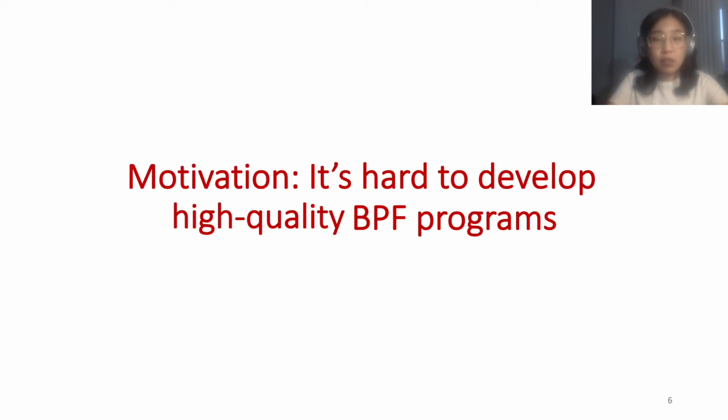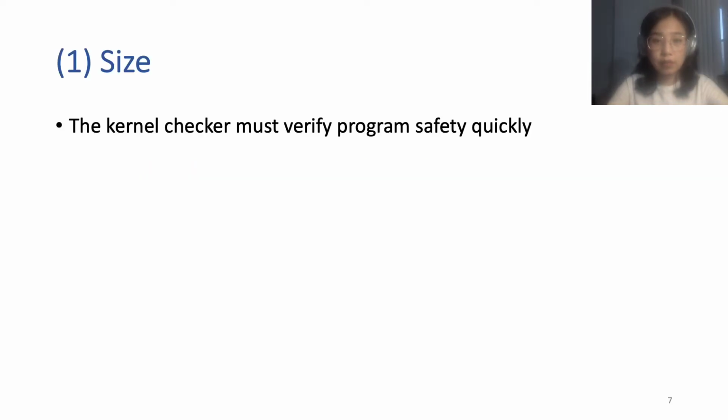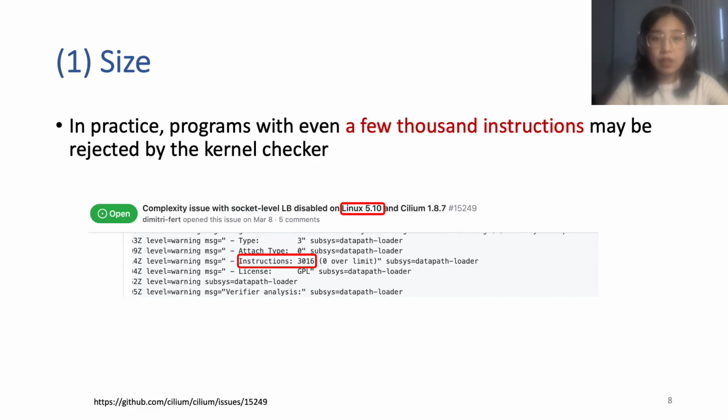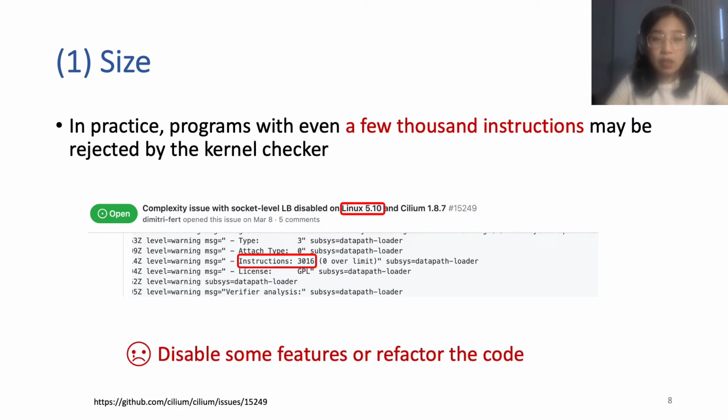But it's not easy to develop high-quality BPF programs. There are two reasons. The first problem is size. Because the kernel checker must verify a program's safety quickly, the kernel bounds the number of instructions it examines for each program. On modern kernels, the limit is 1 million, including examining the same instructions across different code paths. In practice, even a program with a few thousand instructions may be rejected. To get such programs accepted, a developer must disable some features or refactor the code.